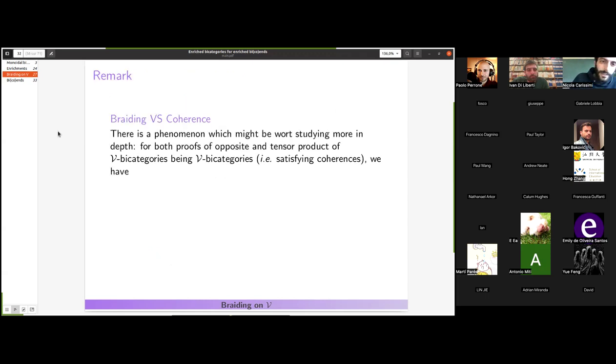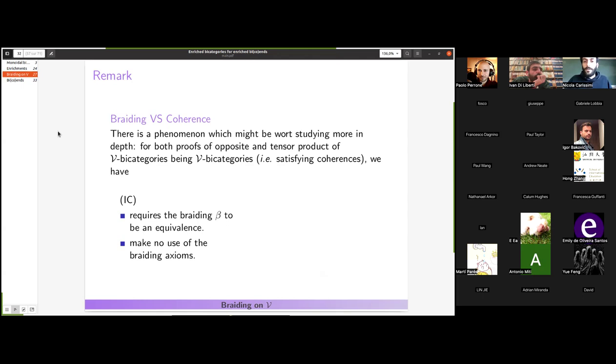So there's a remark at this point that I'd like to make, which I call braiding versus coherence. It's the fact that we have this phenomenon, in proving the two propositions that I stated before, which are the fact that C^op and C tensor D are in fact V-bicategories: when we try to prove the identity coherence, the braiding is required to be an equivalence properly. We need to use the pseudo-inverse of beta. And on the other side, we make no use of the braiding axioms in proving that both C^op and C tensor D are V-bicategories.